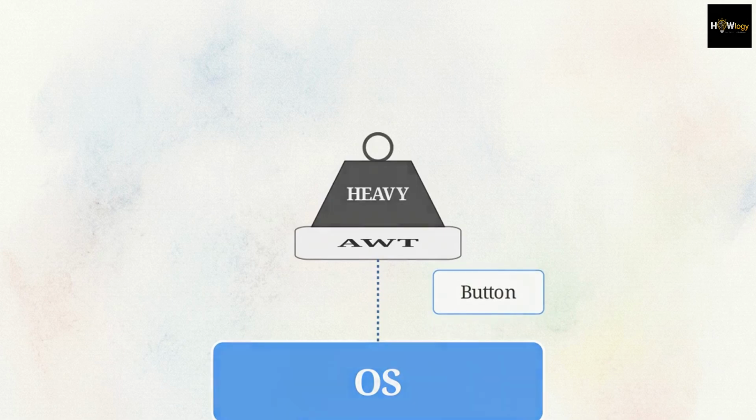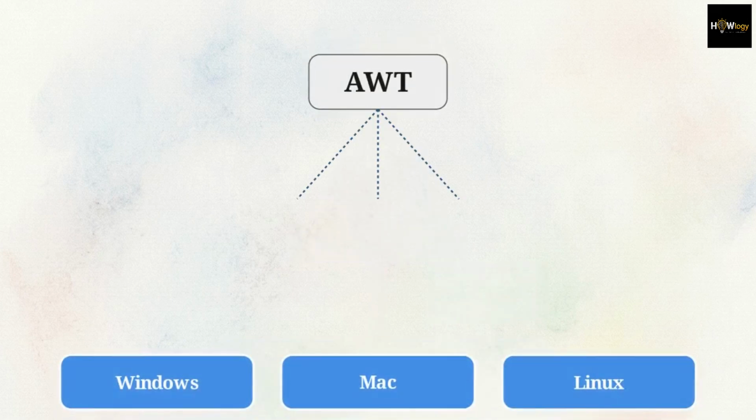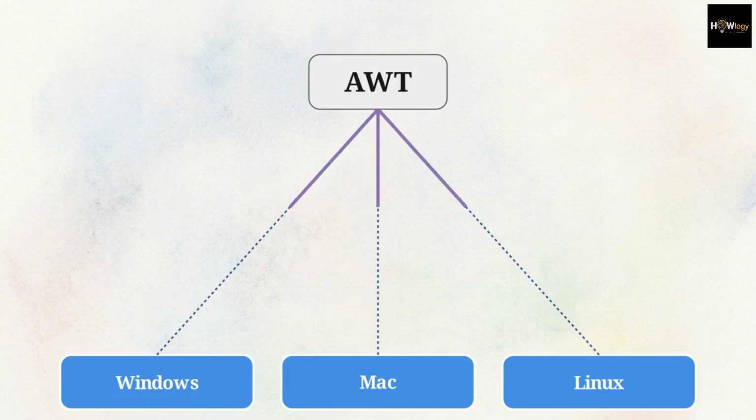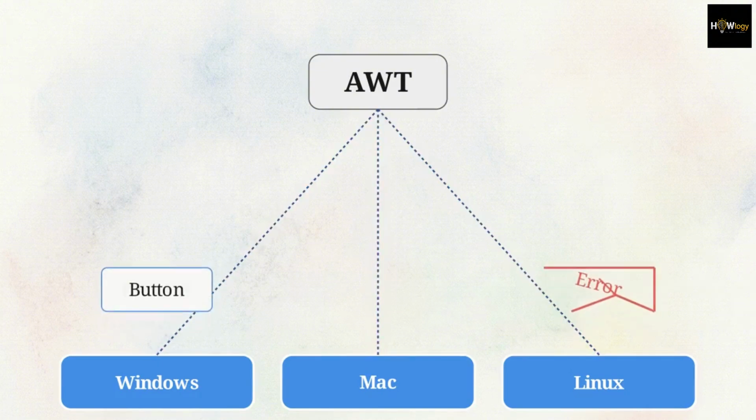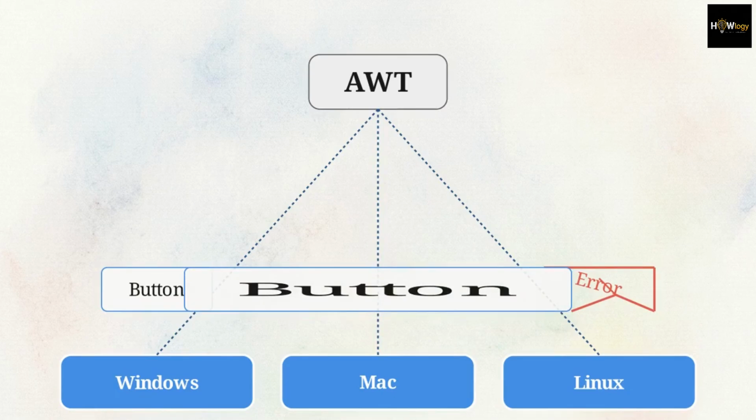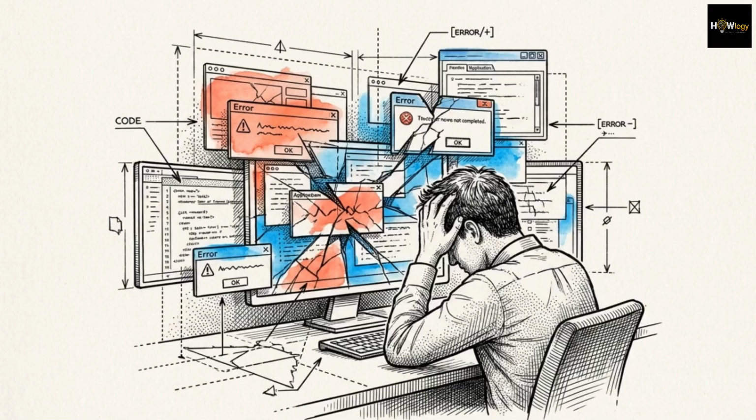Because Windows, Mac, and Linux all interpreted those drawing requests differently, a button coded perfectly on a PC might end up wildly misaligned or completely broken on a Mac. It was a logistical nightmare for developers trying to release stable software.